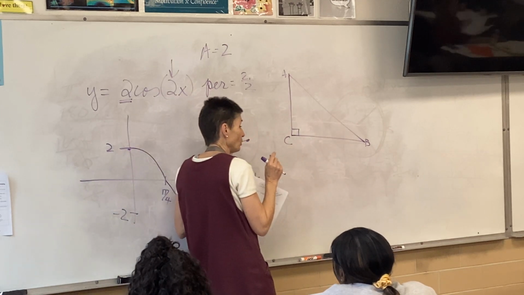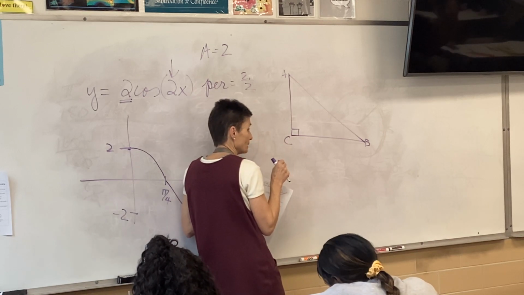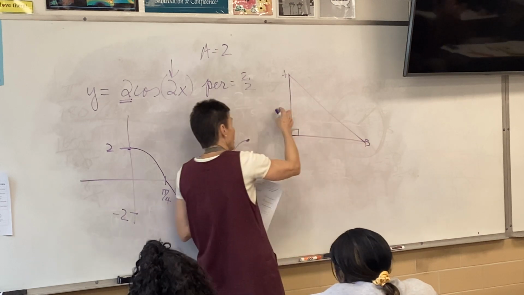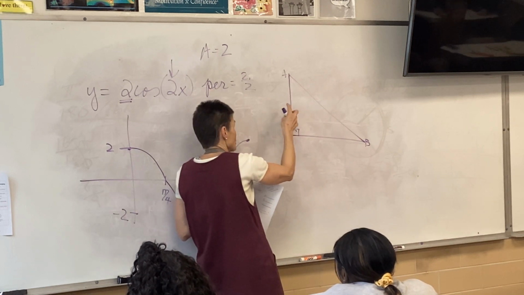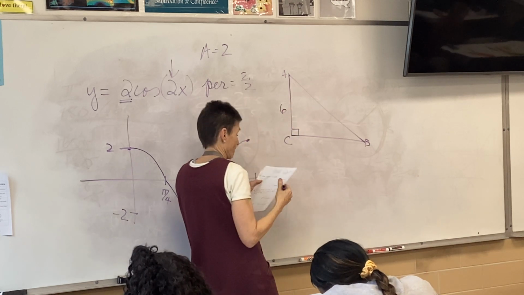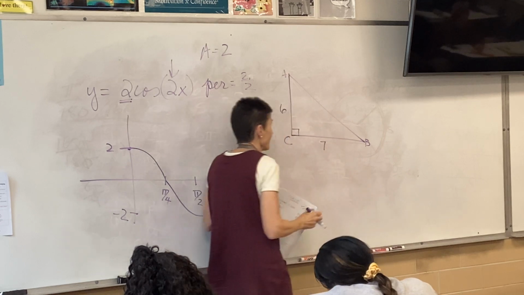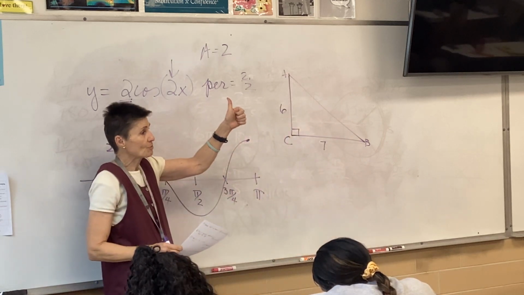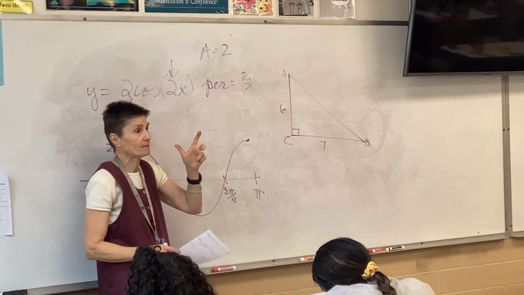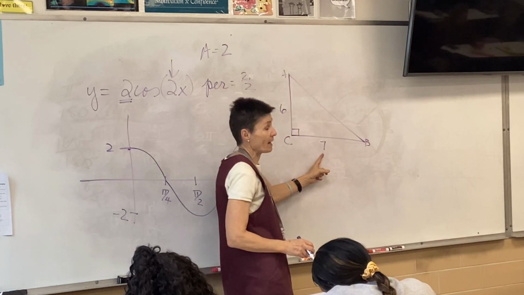Now, little b means side B, and side B is across from angle B. So this is side B, and it's 6. This is side A, and it's 7. Big letters are angles, little letters are sides, and the sides are labeled opposite their angle. So wherever you put angle A, side A is across from it.